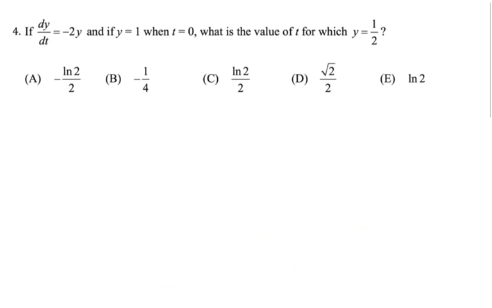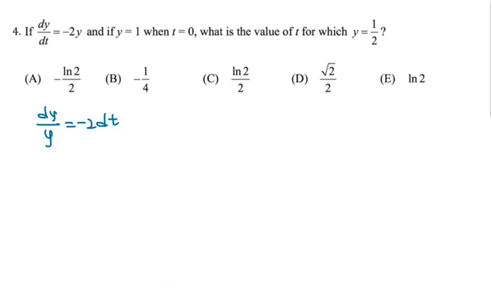Alright, let us move on to the next question, number 4. So now we are looking at dy over dt in this manner. What is the value of t and y? So we need to figure out what y is equal to first. Then we're going to do the same thing as before. So first, separating the variables, dy over y is equal to negative 2 dt.